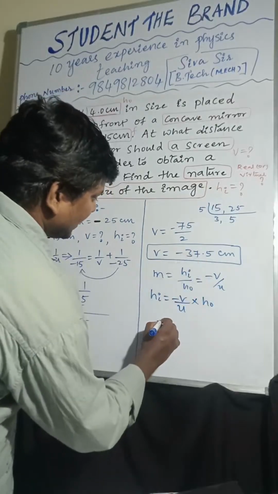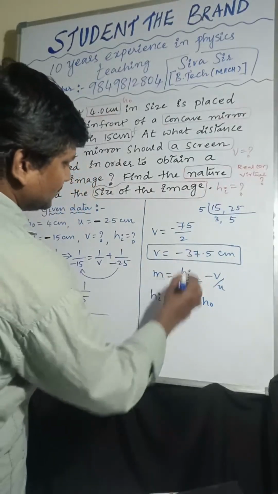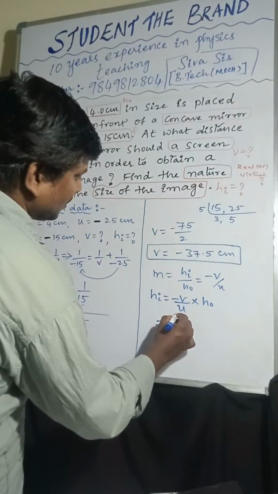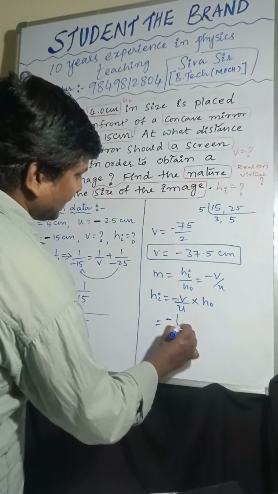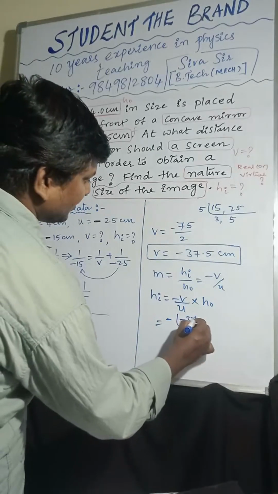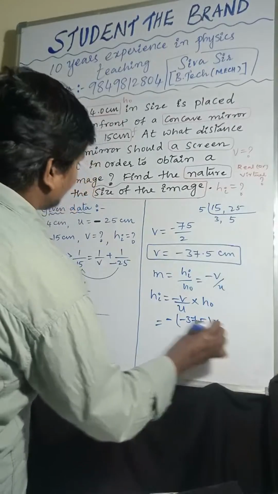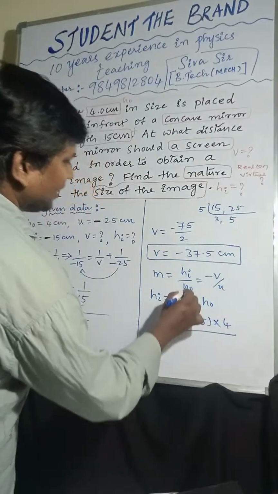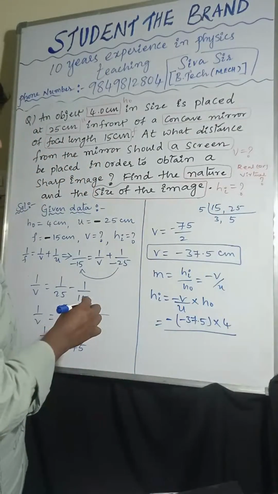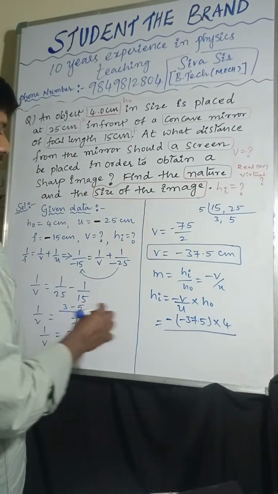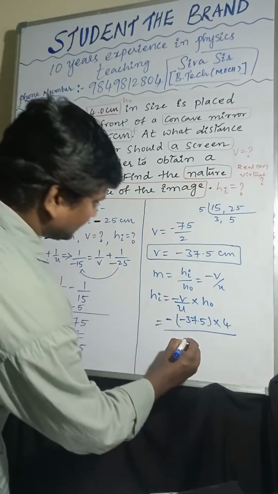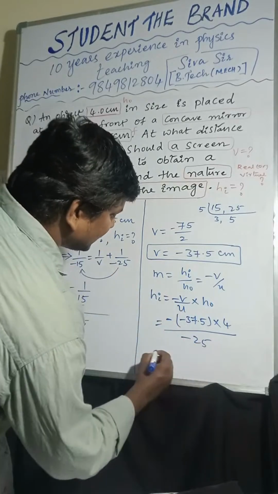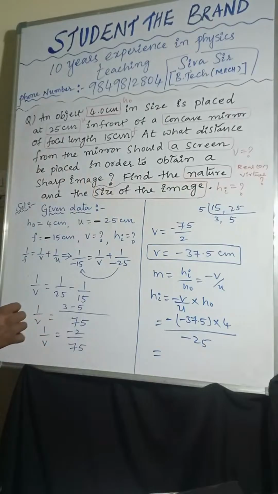So now you can see the object distance, and the image distance is this one. So we can take minus 37.5, and height of the object is 4, by object distance, which is minus 25. Now you can solve and tell. How much did you get?